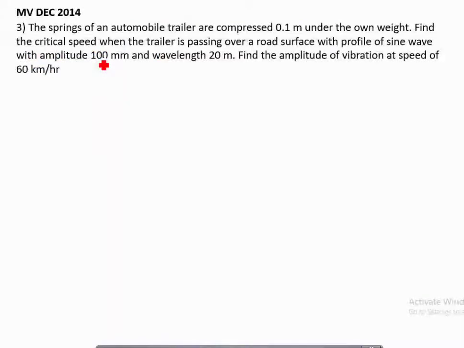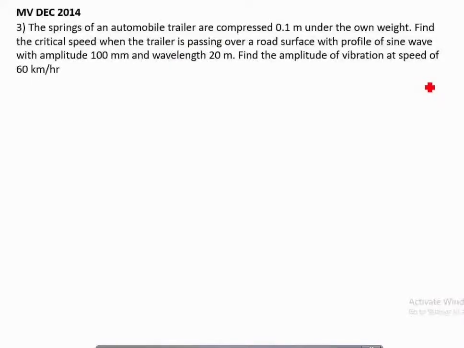Okay. So now we will solve one more problem based on this. The concept is slightly the same, but here they have given: the springs of an automobile trailer are compressed 0.1 meter under their own weight. Find the critical speed when the trailer is passing over a road surface with the profile of a sine wave with amplitude 100 mm and wavelength 20 meter. Find the amplitude of vibration at the speed of 60 km per hour.